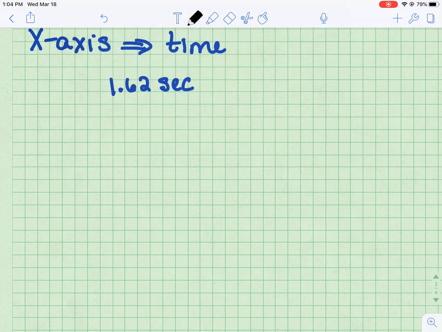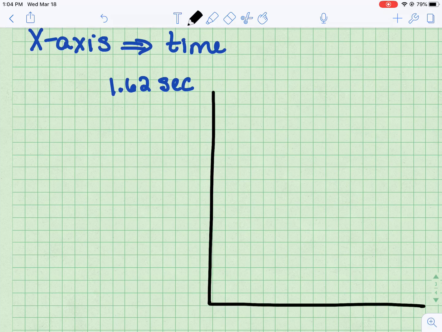So we already know what our x and y are, we have time and we have height. I'm just looking if I think I did this problem. Okay, so we have time, and that's in seconds. And we have height, and that's in feet.